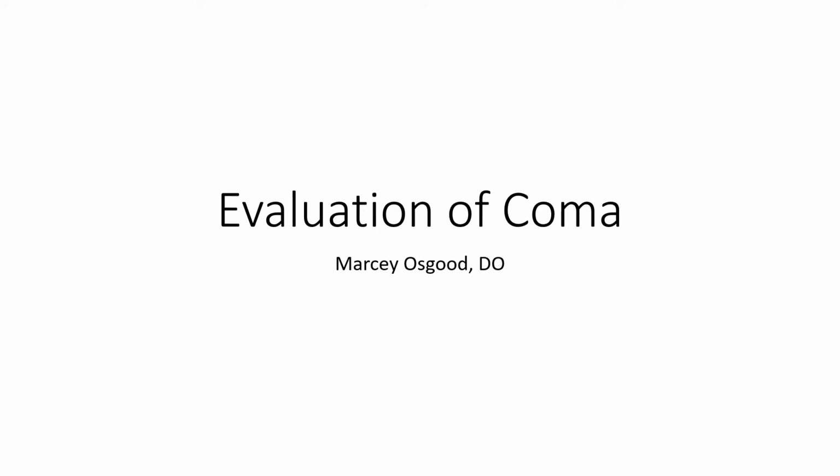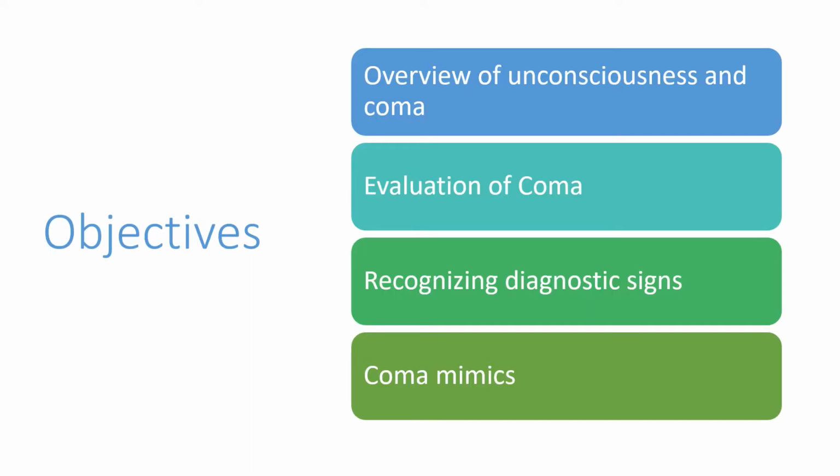Hi, it's Dr. Osgood, and I'm going to be talking about how we evaluate someone with a coma. I think it's really important to start with what consciousness and unconsciousness are, what coma is, and how we determine whether someone is conscious or not. Then, how do we actually evaluate coma? What kind of exam do we do? How do we recognize the diagnostic signs that help us tell where the coma is coming from? I also think it's really important to include a little bit of information on what things can look like coma but are not coma.